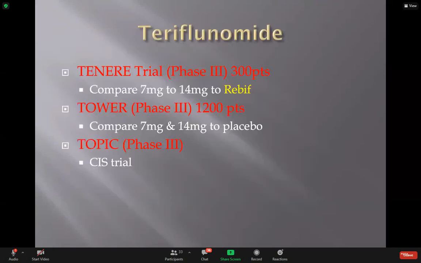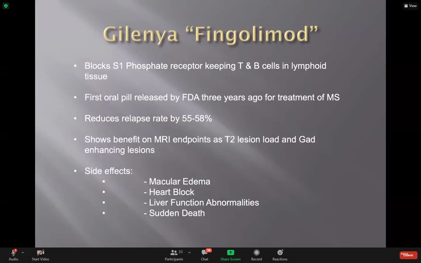Okay, I have some of the newer drugs listed here. So with fingolimod, this is one of the newer drugs that we spoke about. It might suppress lymphocytes, unlike the other drugs. It blocks the S1 phosphate receptor. It's probably the first oral pill that was released for treating MS, and is helpful in reducing the relapse rates by close to 60%, 50 to 60%.